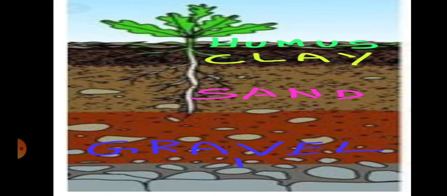Here at the bottom is a layer of stones called gravel. Above the gravel is a layer of sand. This contains large particles of soil. Above the sand is a layer of fine particles of soil called clay. The top layer is humus, that is dead plants and insects. In this, plants grow very well.